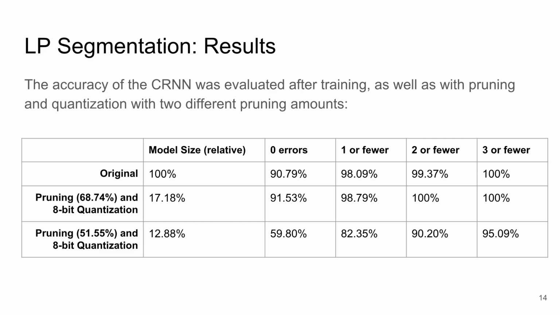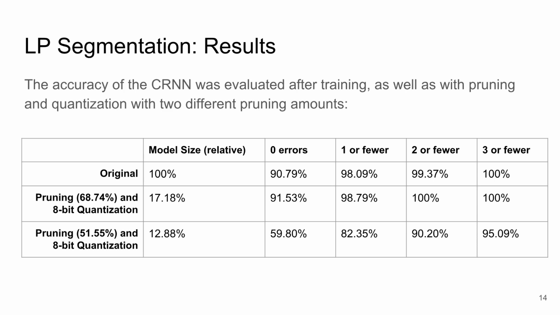So the results for the accuracy for this originally were about 100. So originally we had 100% of the size, and then once we pruned to about 68.74% of that original size, with the quantization, that ended up with about 17% of the size. The accuracy for this model ended up being very similar to the original. We actually did a little bit better, going from 90.79% with no errors to 91.53%.